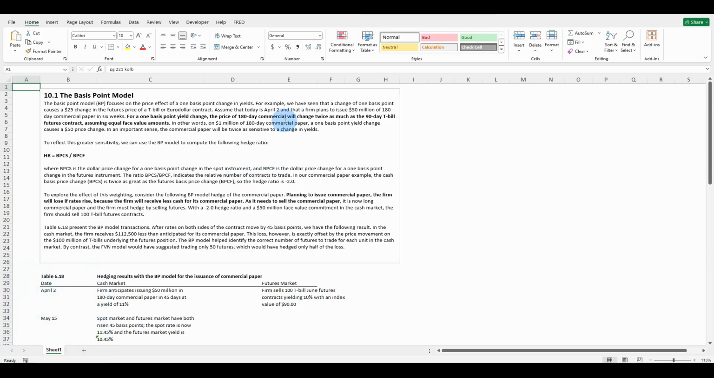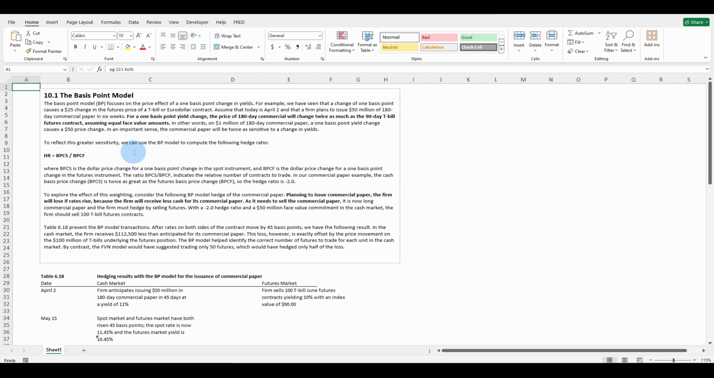Assume that today is April 2nd and that a firm plans to issue 50 million of 180-day commercial paper in 6 weeks. For a 1 basis point yield change, the price of 180-day commercial paper will change twice as much as the 90-day T-bill futures contract, assuming equal face value amounts. In other words, on 1 million of 180-day commercial paper, a 1 basis point yield change causes a $50 price change. In an important sense, the commercial paper will be twice as sensitive to a change in yields.